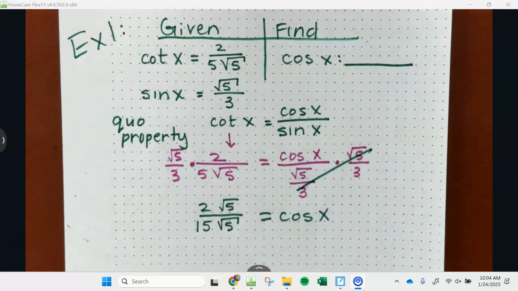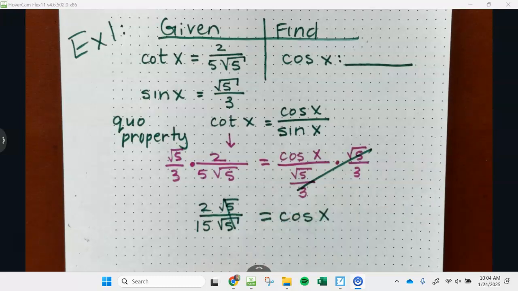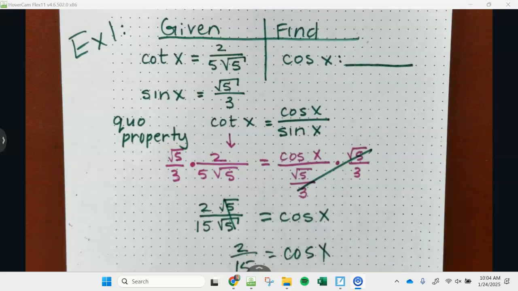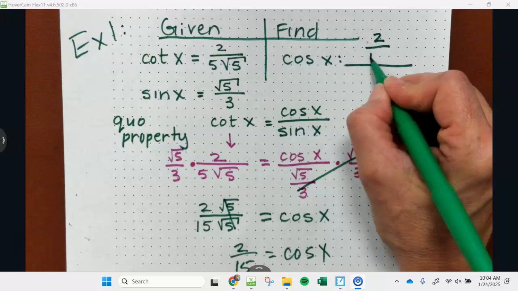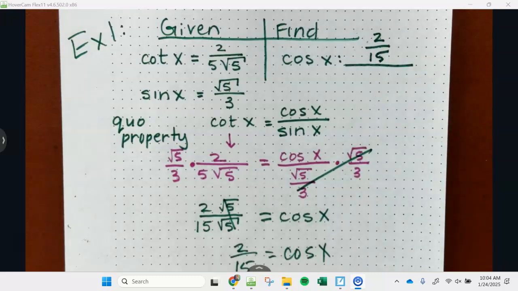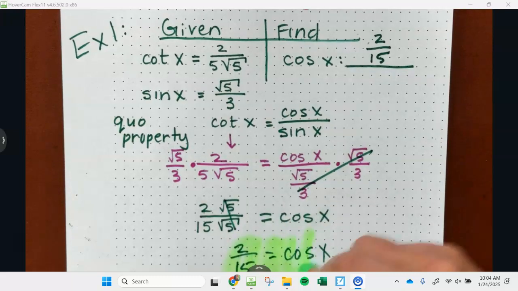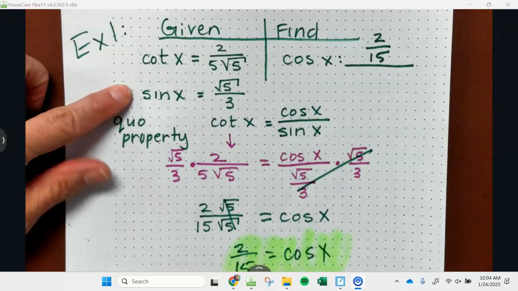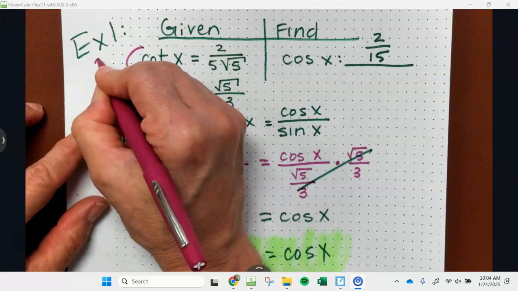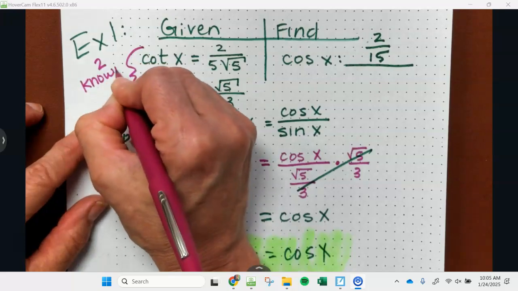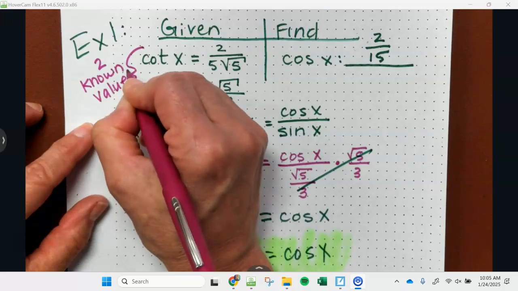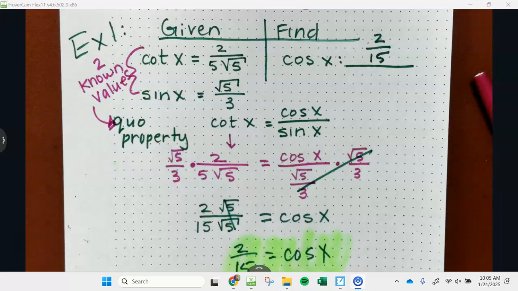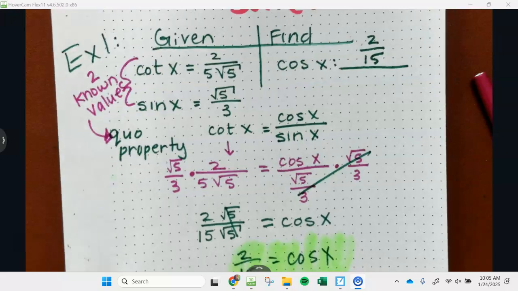And guys, those square roots cancel out. So cosine of x is going to be 2/15. I'll just write that right here, 2/15. And that's using your trig ID to solve. What I would like to point out is notice you have 2 known values here. And then we went straight to a quotient property to proceed with that. That's going to change on the next example, because on the next example you only have 1 value.